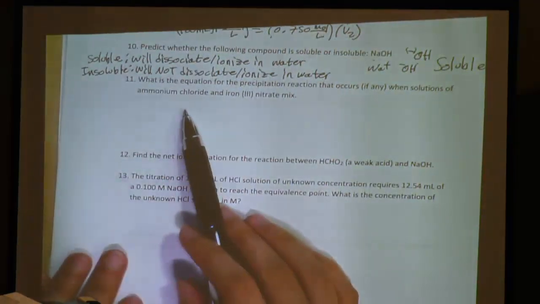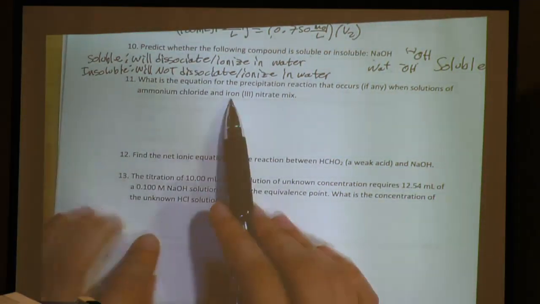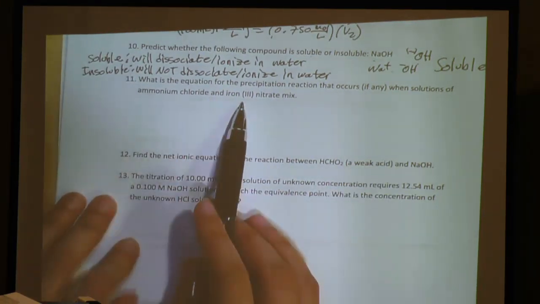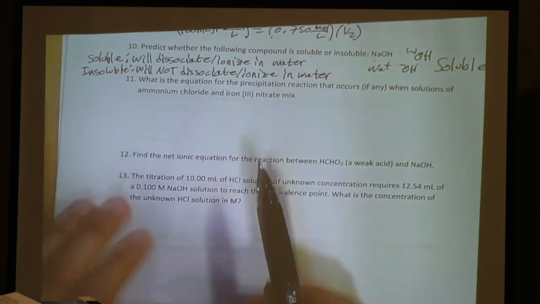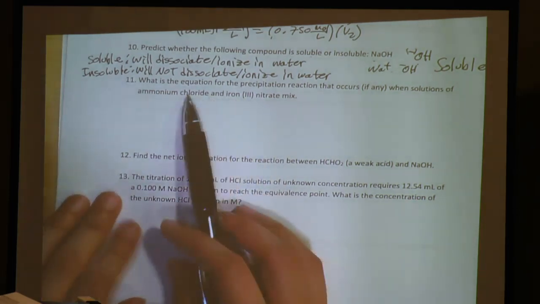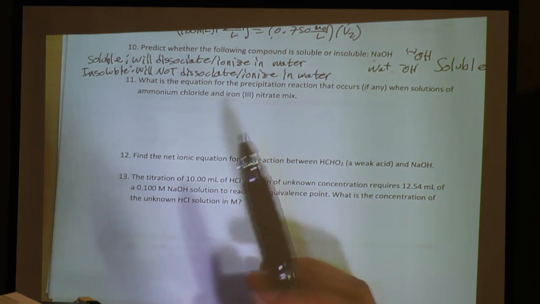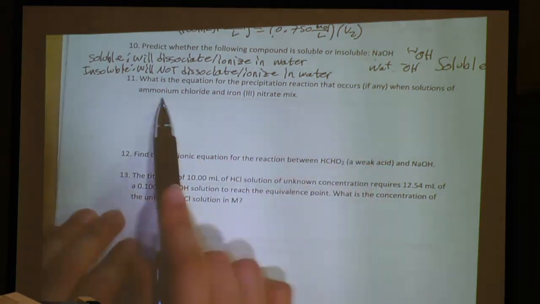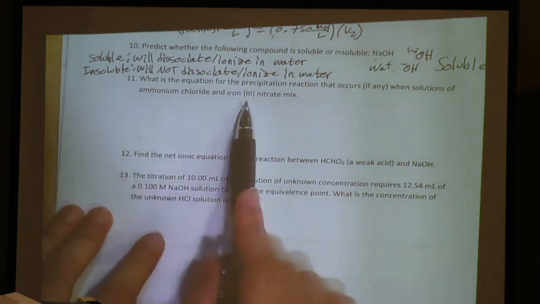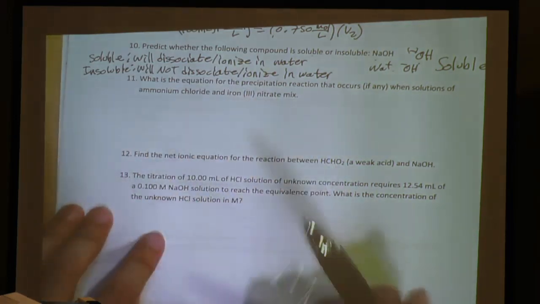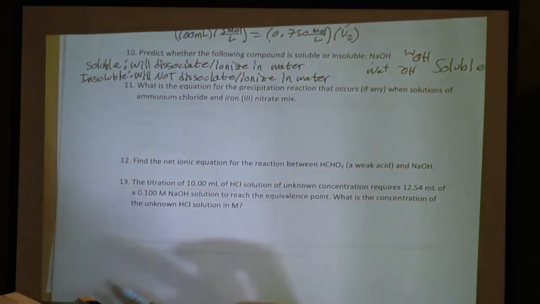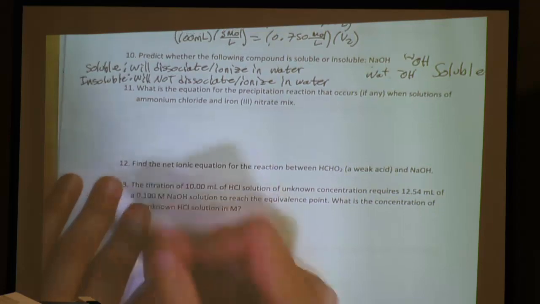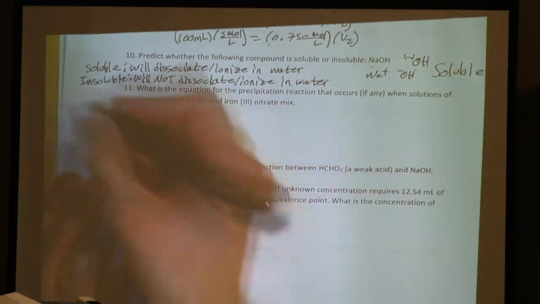So now question 11. What is the equation for the precipitation reaction that occurs, if any, when solutions of ammonium chloride and iron 3 nitrate mix? This question combines a lot of concepts from both chapters 3 and 4. We have to know the formula for ammonium chloride and iron 3 nitrate, and we also have to know if it's soluble or insoluble. We have to take into consideration charges, and it combines a lot having to do with the class here.